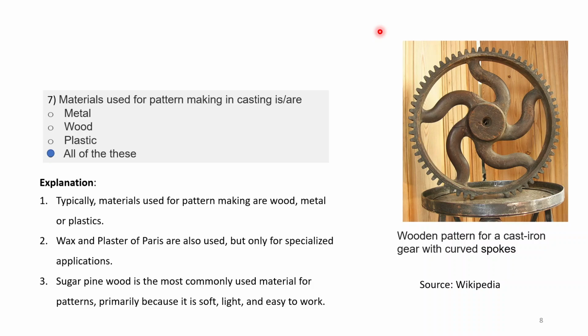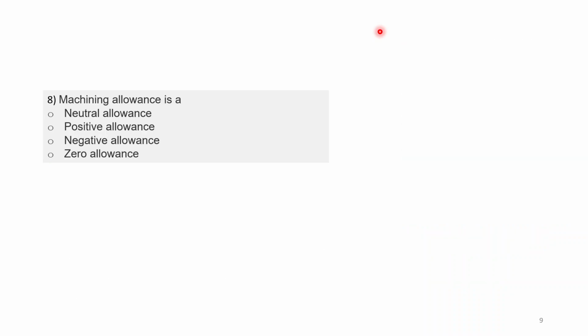Next is machining allowance. Your options are neutral allowance, positive allowance, negative allowance or zero allowance. So what do these mean? In the case of positive allowance, you have to make your pattern size bigger than the existing cavity and the final casting. And negative allowance means you have to make your pattern in lesser size compared to the casting.